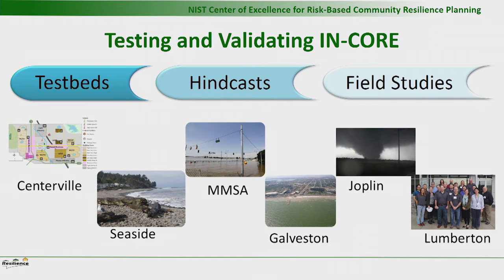So you've heard about each one of these already today, and so now I can speak about them collectively. The center tests and validates its algorithms through testbeds, hindcast, and field studies. So here we have Centerville, Seaside, Oregon, the Memphis Metropolitan Statistical Area in Tennessee, Galveston, Texas, Joplin, Missouri, and Lumberton, North Carolina, where Centerville is a virtual community designed for algorithm testing, and the other 5 are real communities in the United States.